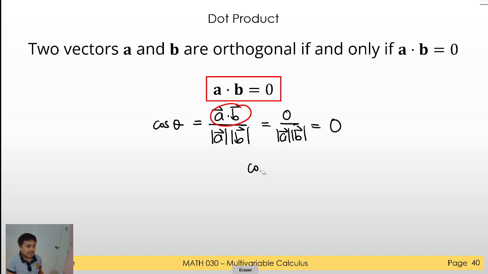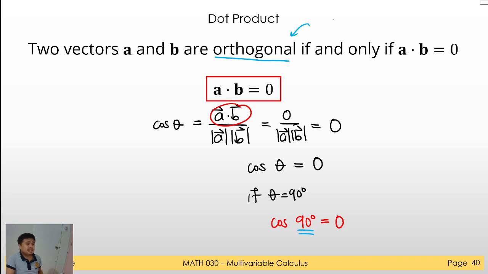So what is the angle theta when this becomes 0? The angle that makes this 0 actually is 90. So if theta is equal to 90, in other words, cosine 90 degrees, this will be equal to 0. So therefore, what does orthogonal mean? Orthogonal, in simple terms, basically means it is perpendicular. So just remember this definition because we will utilize this until the very end of this course.